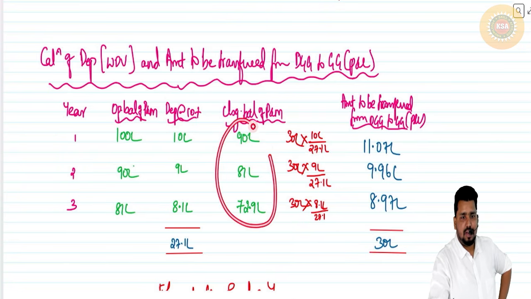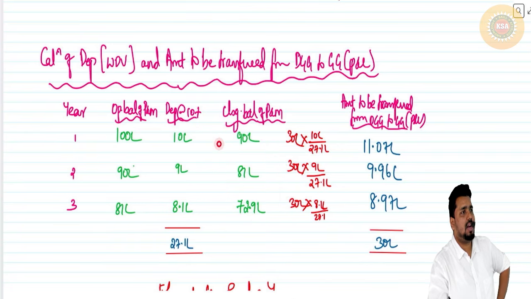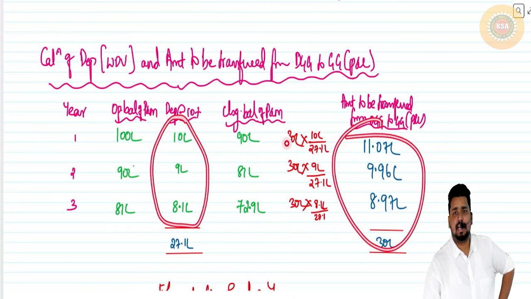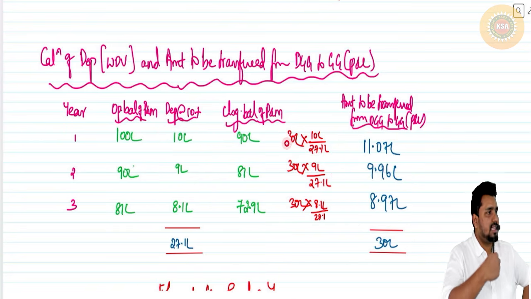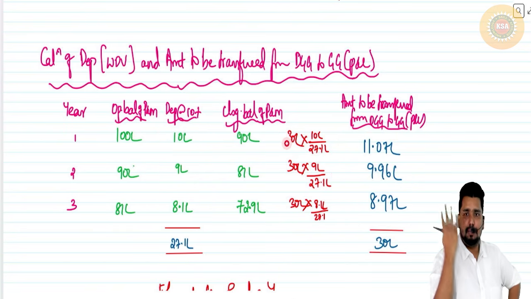This will be helpful for closing balance sheets. This will be helpful for P&L debit. This will be helpful for P&L credit. Clear? Once you prepare this table, everything is automatic filling. Clear? Filling the blanks it should be.